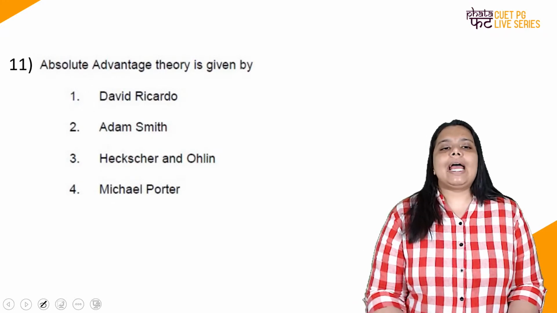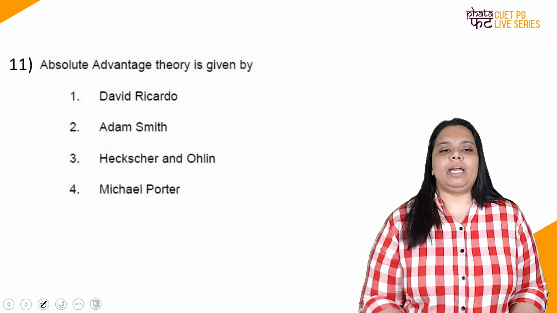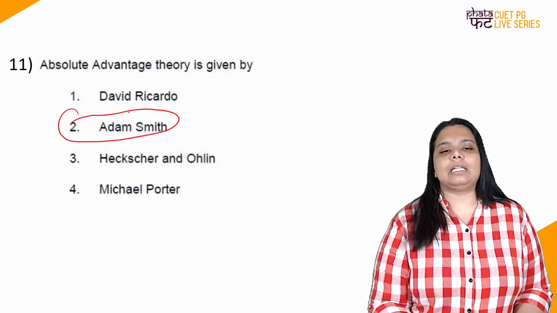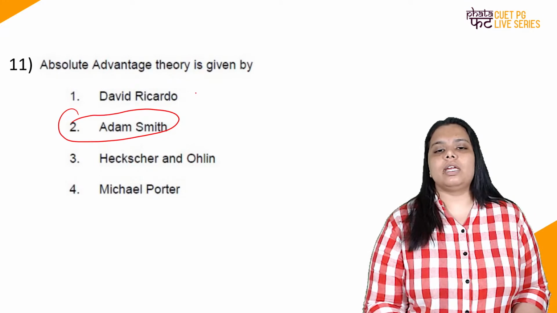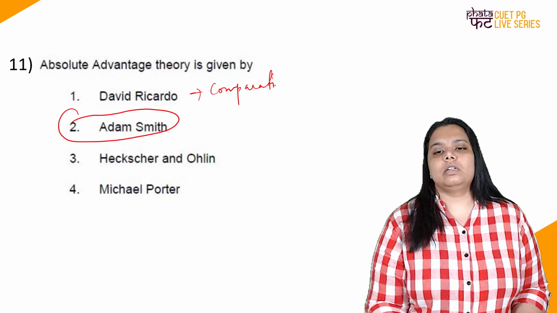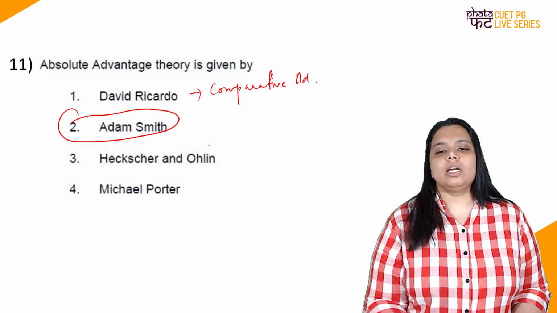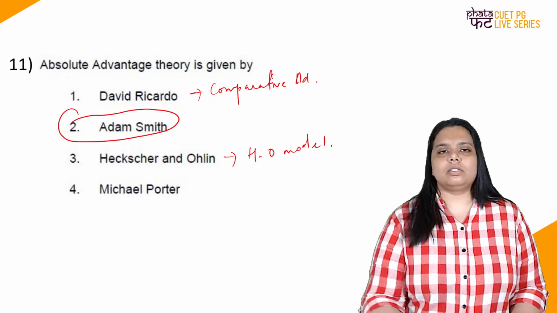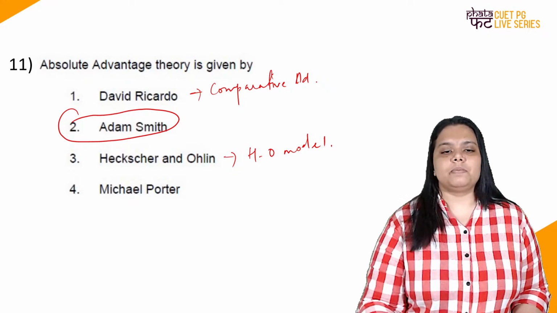Question number 11. Absolute advantage theory is given by... As I said earlier, the absolute advantage theory was given by Adam Smith. David Ricardo's theory is known as comparative advantage. Heckscher and Ohlin gave out the HO model. Michael Porter is not relevant in this concept.